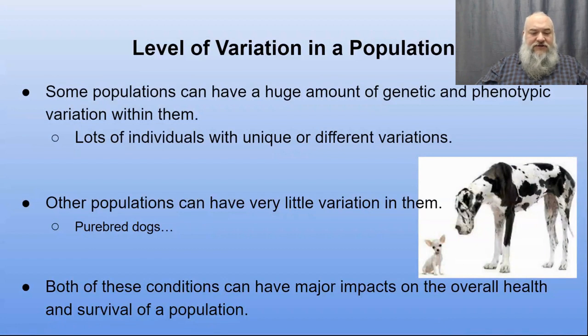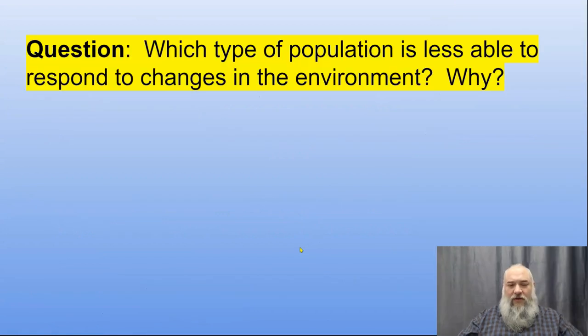Both of those conditions can have a major impact on the overall health and survival of a population, whether it's a lot of variation or very little variation. Let me pose some questions and just have you think about it. Question: which type of population, large variation or small variation, is less able to respond to changes in the environment? Why?